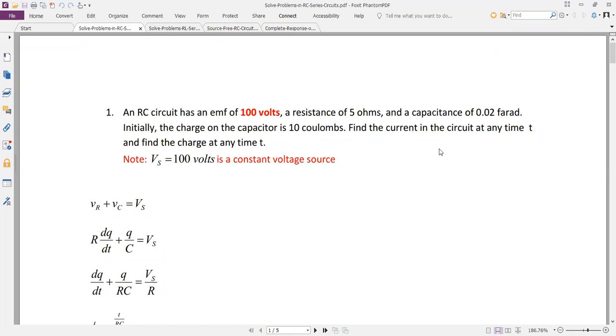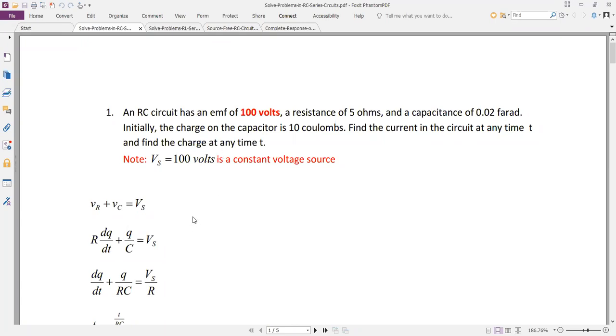Now find the current in the circuit at any time t and find the charge at any time t as well. So we have two unknowns, the current I and the charge Q, for this particular circuit. So we are to account for it at any particular time.